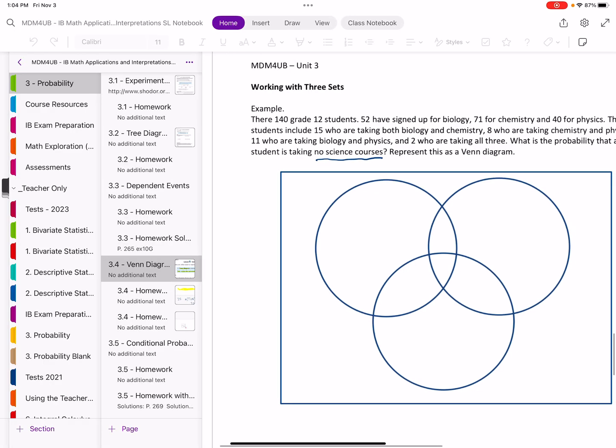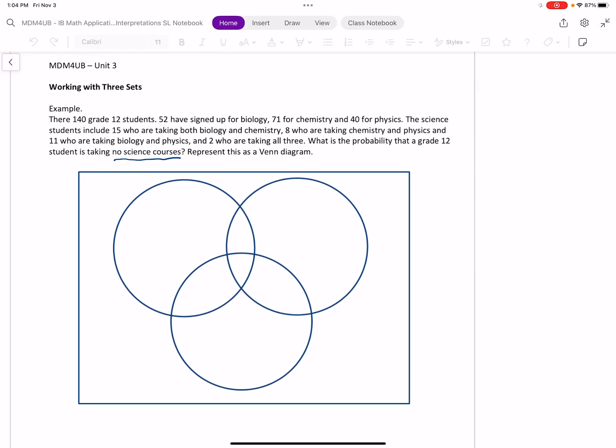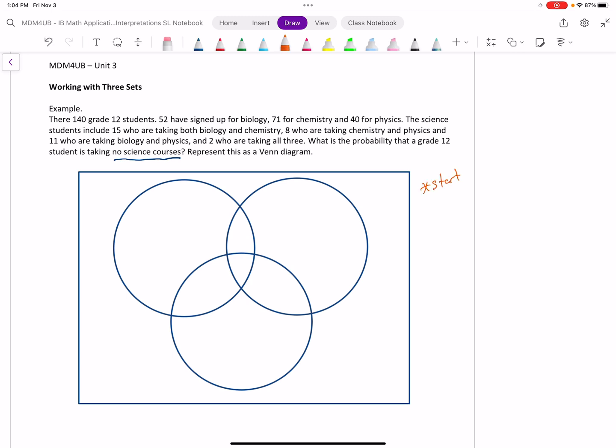Can do it. There we go. We have to start in the middle. In the middle this time is the triple intersection. So I'm going to start here. There are 2 people taking all 3. And we should label these. Let's say this is bio, this is chem, and this is physics.